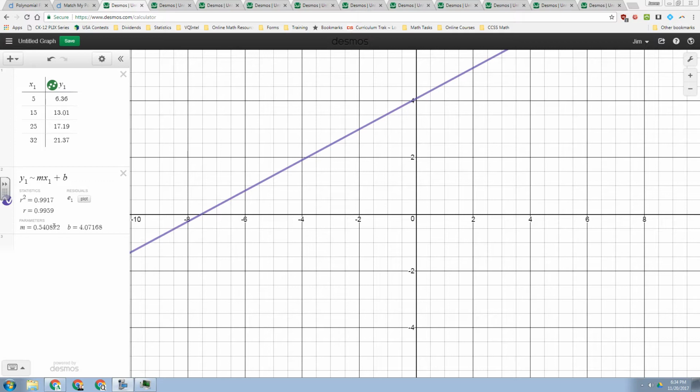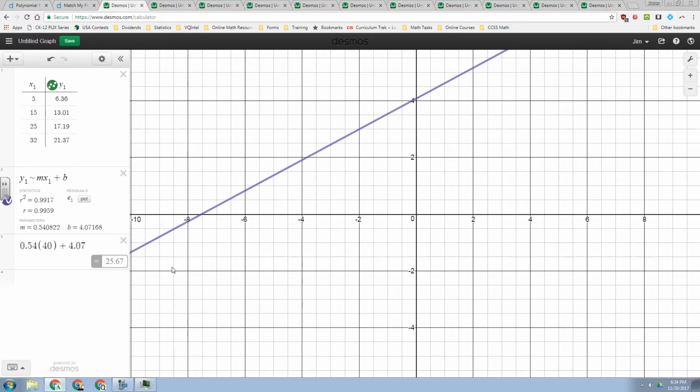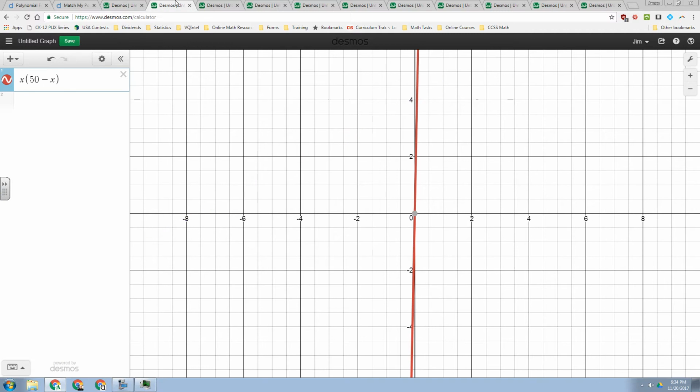Now letter B says use this model to predict the population worker average hourly rate in 2010. So that means we take this 0.54. Now instead of 2010 we plug in 40 because that's the number of years since 1970. And we add 4.07, and we get 25.67. And so that is our estimate for letter B for number 53. All right, let's move on to 54.